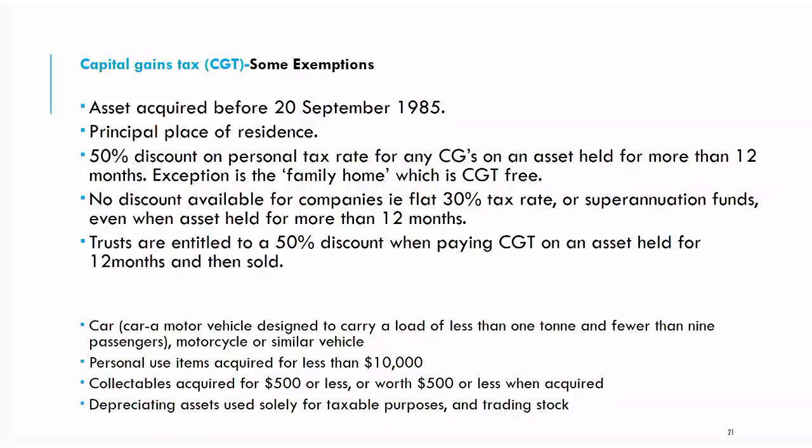Right. And a 50% discount on the personal tax rate applies to any capital gains on an asset held for more than 12 months. You are an individual and you bought an investment property, keep it for more than 12 months, sell it and earn a capital gain, you are entitled to a 50% discount. If you sell it within 12 months, you will not get the 50% discount.